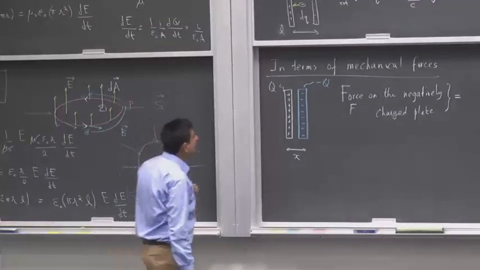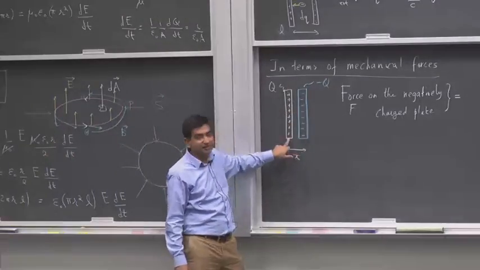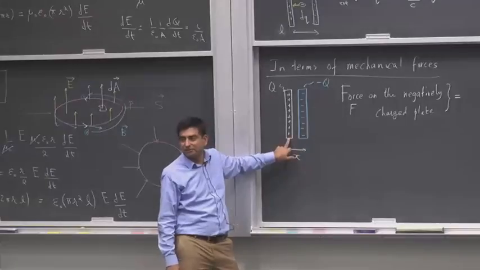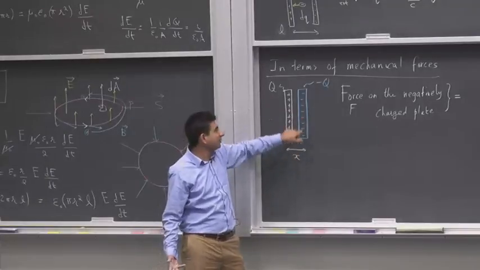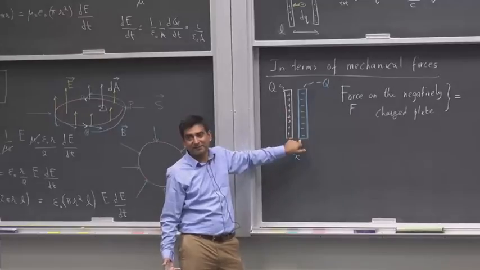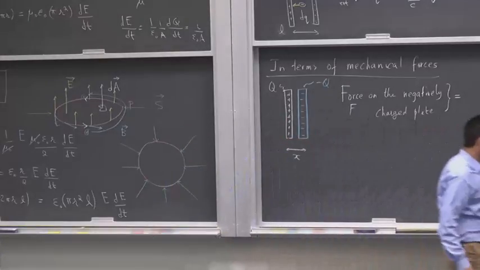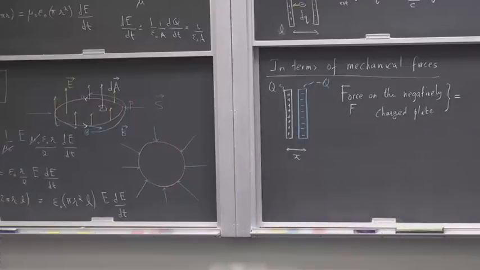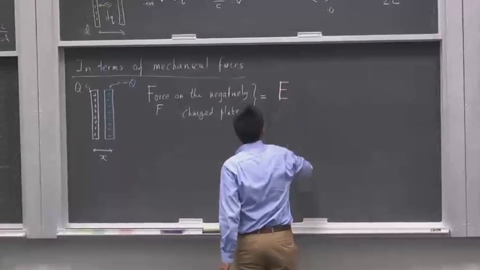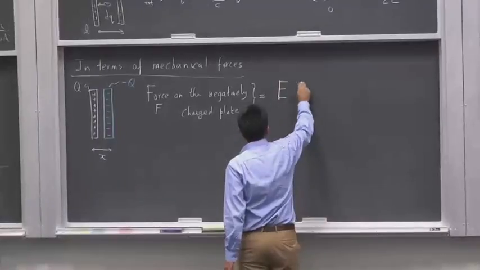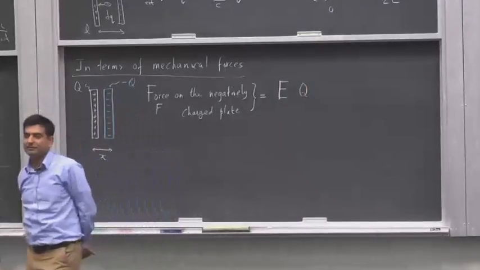You would like to find out what the electric field at this location X is due to this positively charged plate. Right? You would like to calculate the electric field. And then you multiply it with the charge itself, Q. So the force is given by E into Q. Right? But what is the electric field here?